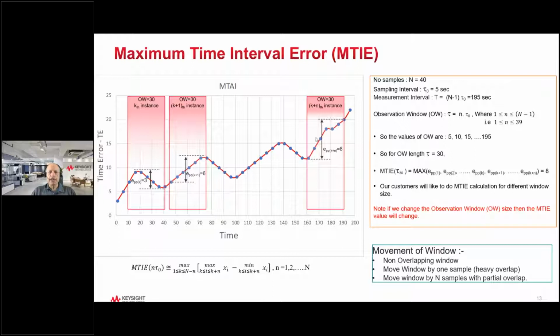Now we're going to change that observation window size and test how this works with every observation window in order to generate a plot. I don't have the plot here, but the idea is we can show how we behave as the observation window increases, and MTIE is going to keep on increasing over time. As the observation window keeps on increasing, the MTIE cannot decrease.